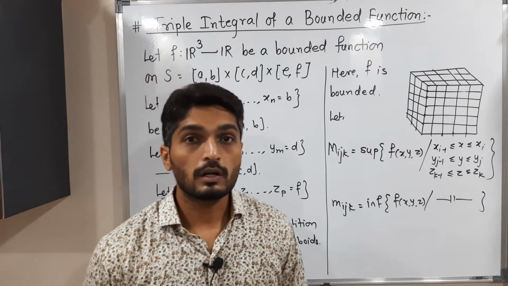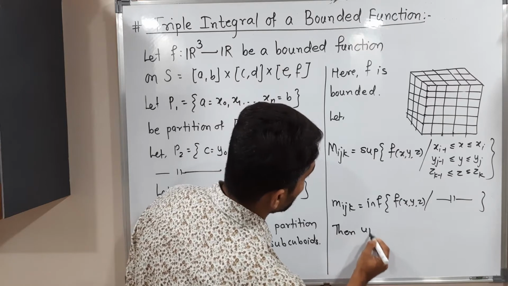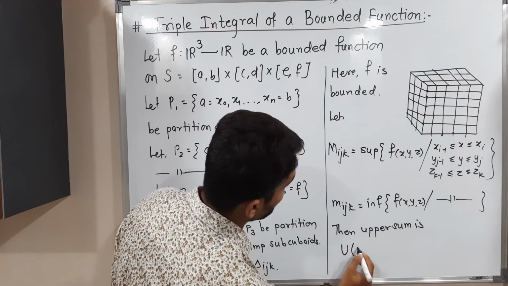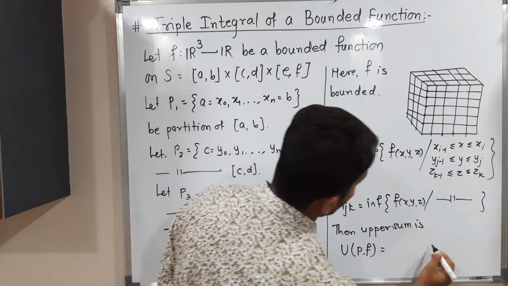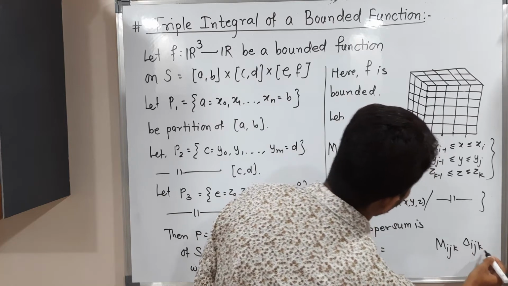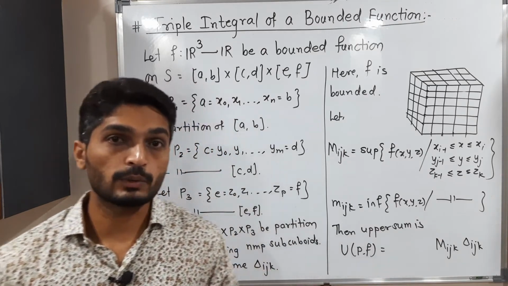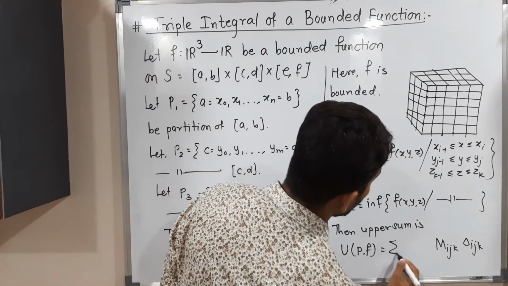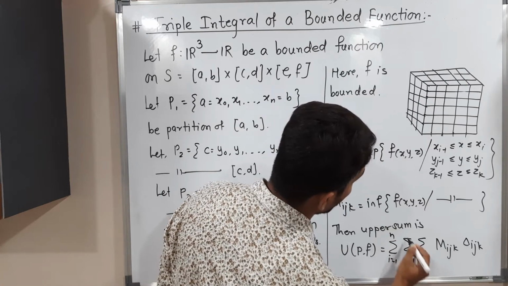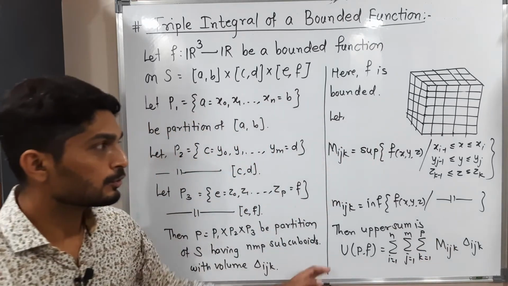Next, I will go for upper sum. Okay, then upper sum is, you remember, UPF is equal to the summation of capital Mijk delta Ijk. Actually we take summation here, but we have three variables i, j, k, so I need to take three summations: one for i, second for j, and third for k. Yes, so UPF we have got.